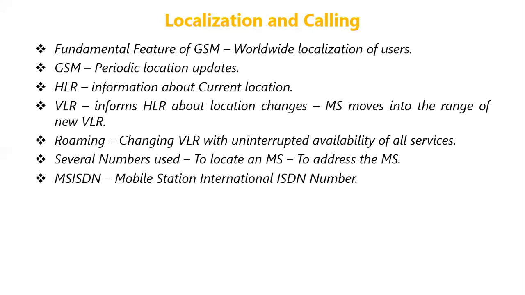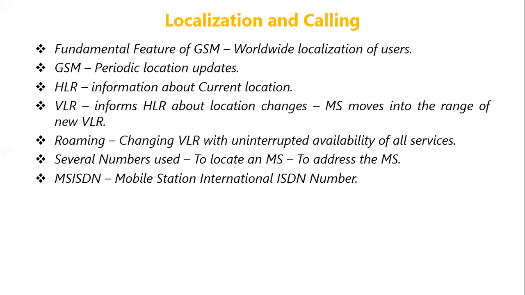To locate and to address a mobile station, there are several numbers available, so we will discuss the important ones. The first important number is the MSISDN, which stands for Mobile Station International ISDN number. This is the only important number for the GSM mobile phone user. It is basically our mobile number. The mobile number is not associated with the device, but with the SIM.